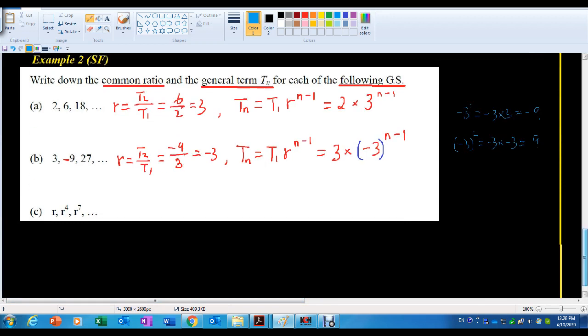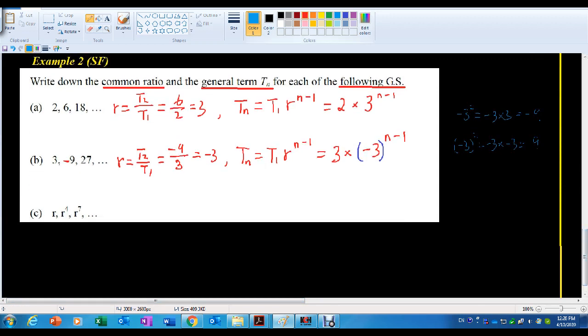Alright, so the last question could be a bit tricky because I give you r, but this r is not the common ratio. Normally we use r to refer to the common ratio, but in part c it's not quite the case. The r takes the position of the first term, and if you look at the so-called common ratio, it should not be r, but r to the power 3, right? So we don't use r equals T2 over T1 because that would be confusing.